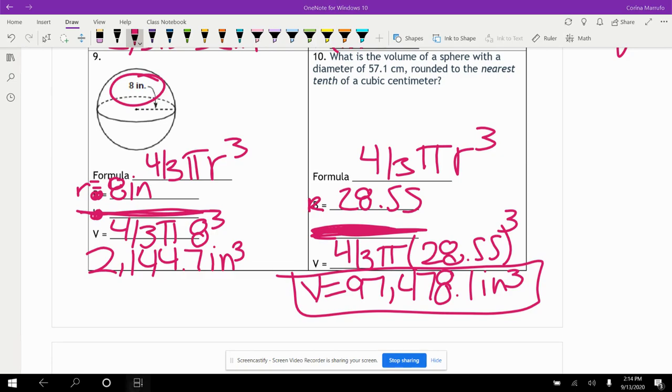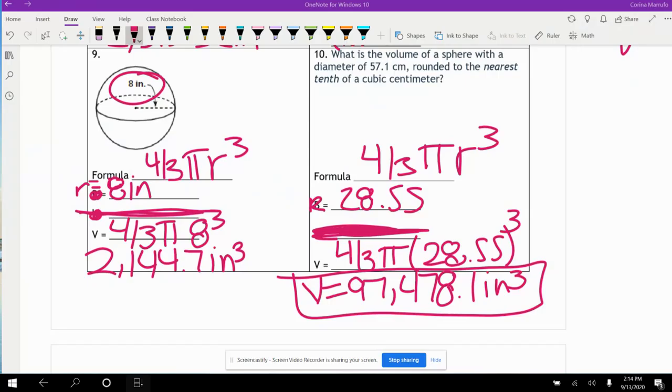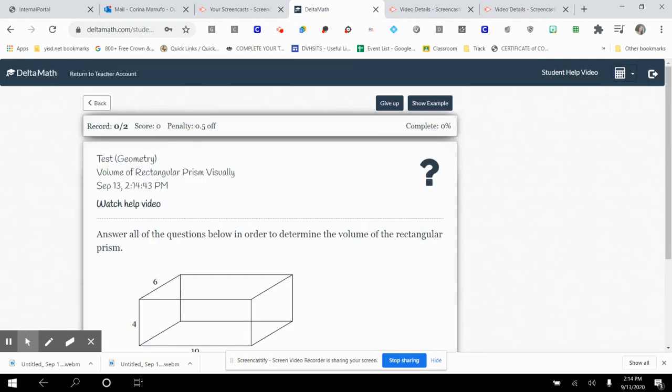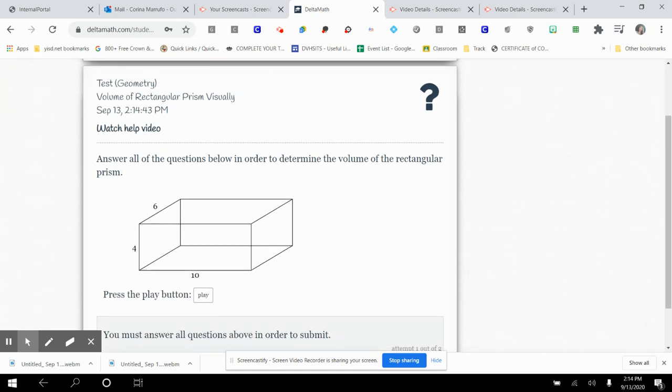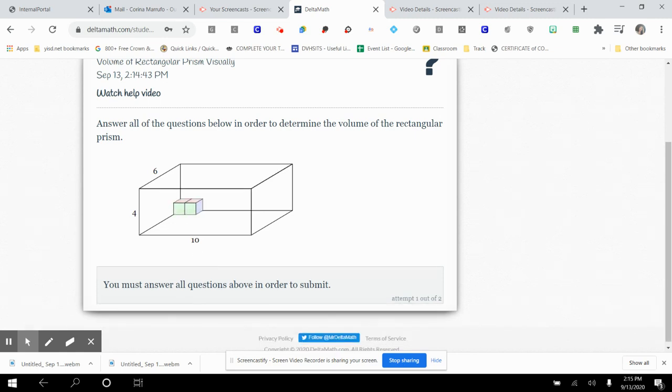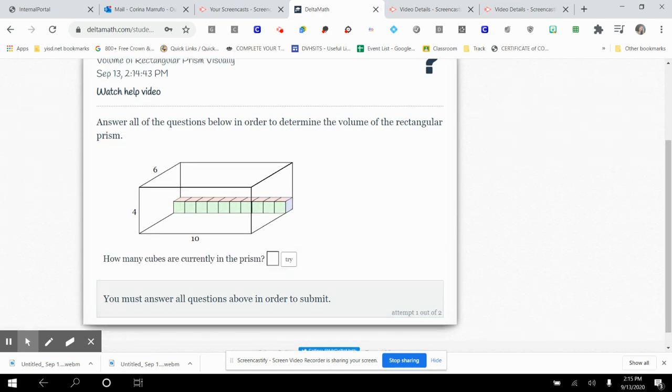I do want to share with you really quick one section on Delta Math. So on Delta Math, it says volume of rectangular prisms visually. I like this one because it really shows you a visual of it, but I want to show you guys how you're supposed to work it out. So it says answer all the questions below in order to determine the volume of the rectangular prism. So it says here, press a play button. So you play it, and it shows you the little squares.